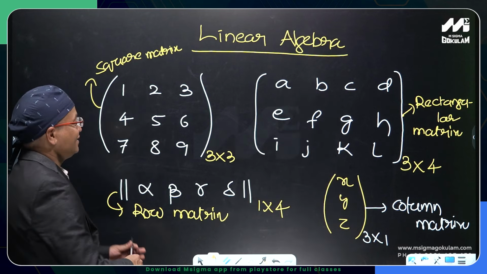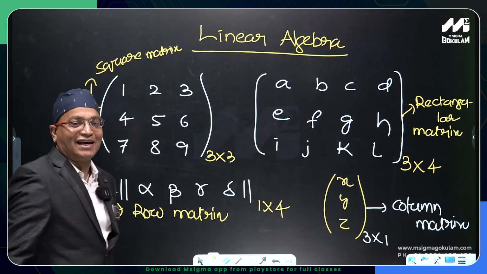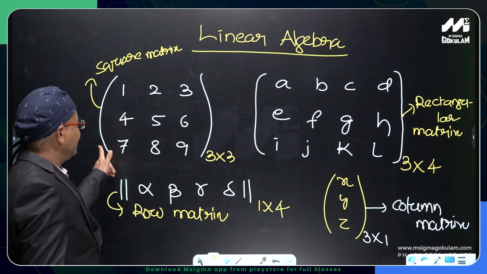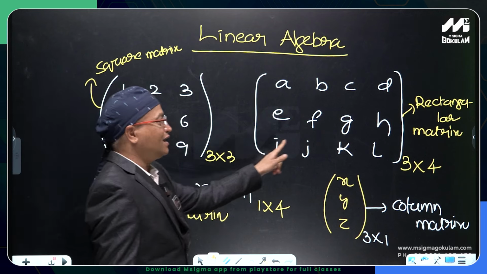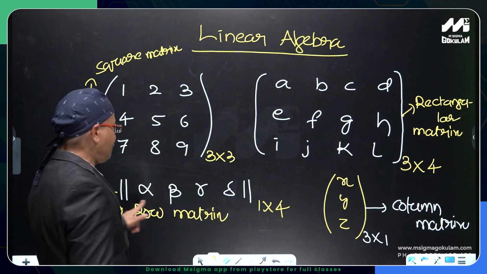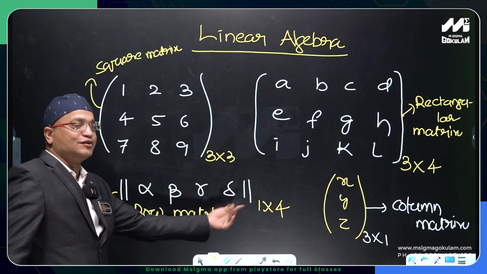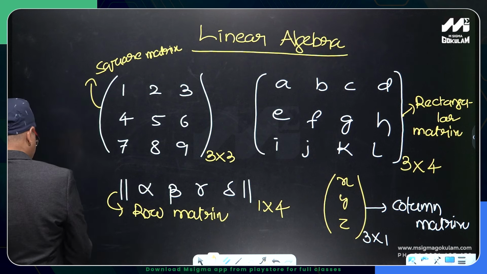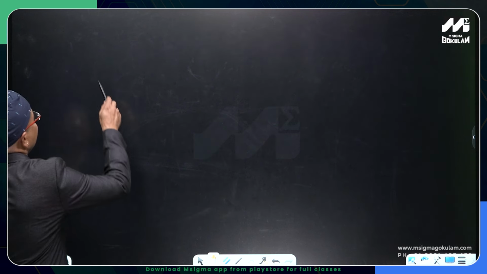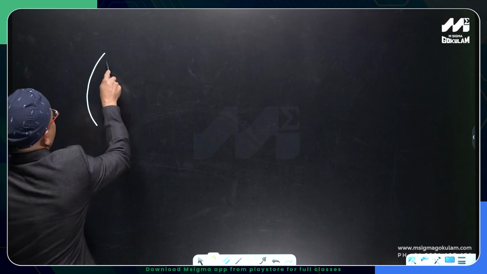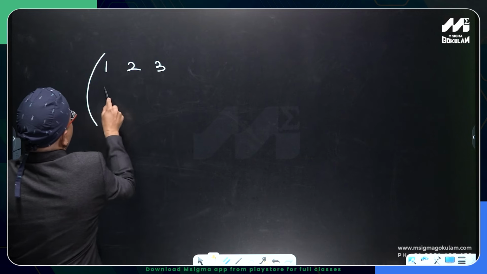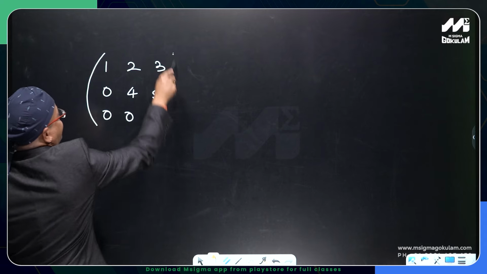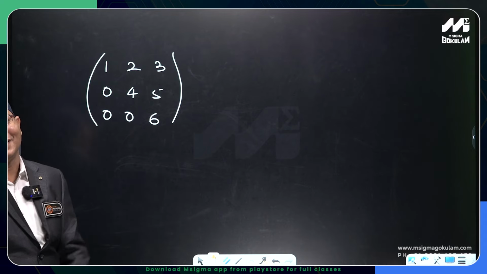But remember, any matrix can be represented by using three types of brackets. These are curved brackets, square brackets, and two pairs of vertical bars like this also we can use. Okay. Now, some other matrices, let us see. Suppose I have like this: 1, 2, 3, 0, 4, 5, 0, 0, 6. It is also a square matrix.